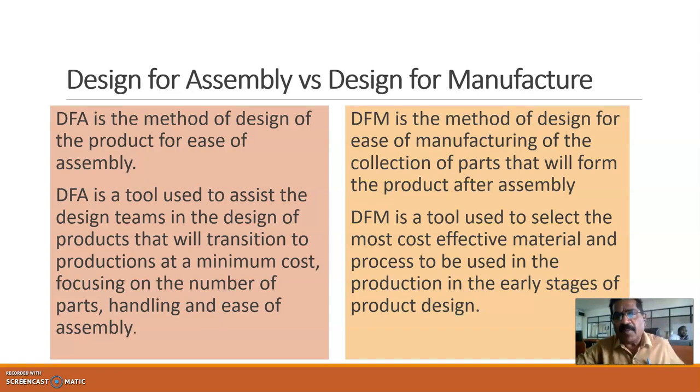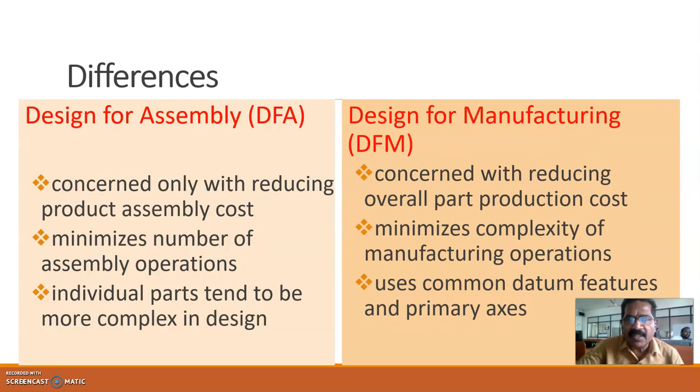Design for manufacture is a method of designing for ease of manufacture of the collection of parts that will form a product after assembly. Design for manufacture is a tool to select the most effective material and process. Different processes have different costs, so we're going to look at how we can choose a process that will be much cheaper. Now these are the differences between DFA and DFM.